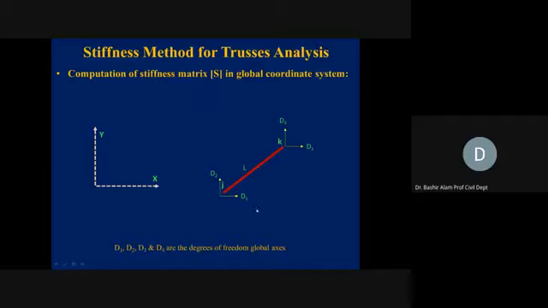The global displacements are shown here along the x-axis at joint J. It is D1, then D2, D3, and D4. These are the displacements at K. Now you should be able to visualize when we give displacement in the D1 direction, what will happen? If you start pushing this in the D1 direction, the member will start coming in compression.